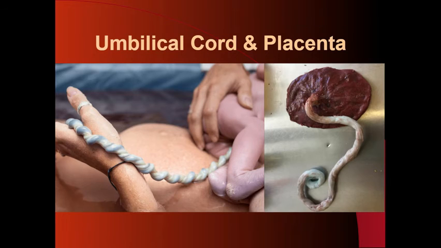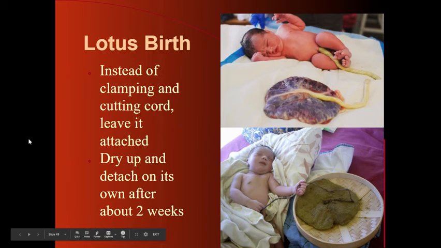So once the baby's born, the placenta, sometimes called the afterbirth, is also delivered. Usually the cord is cut. There is something called a lotus birth. This is not something that's very common, but it does happen, especially in other cultures, where instead of clamping and cutting the cord, it is left attached and it eventually dries up and detaches on its own after about 2 weeks.